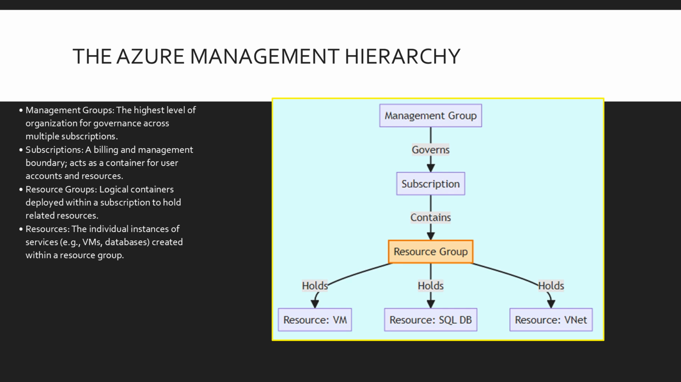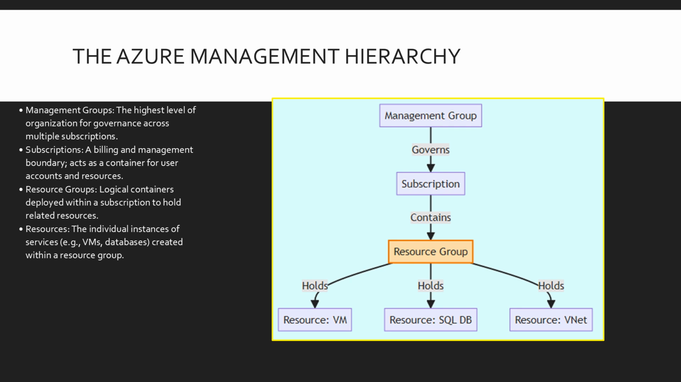To understand where resource groups fit, we must first visualize the Azure management hierarchy. At the top, we have management groups, which allow you to manage access, policy, and compliance across multiple subscriptions. Below that are subscriptions, which serve as your billing and management boundaries. Directly beneath subscriptions sit the resource groups. A resource group is a container that holds related resources for an Azure solution. Finally, at the base, we have the individual resources themselves, such as virtual machines or storage accounts. This hierarchical structure ensures that settings applied at a higher level, like a subscription, can flow down to the resource groups and resources below.